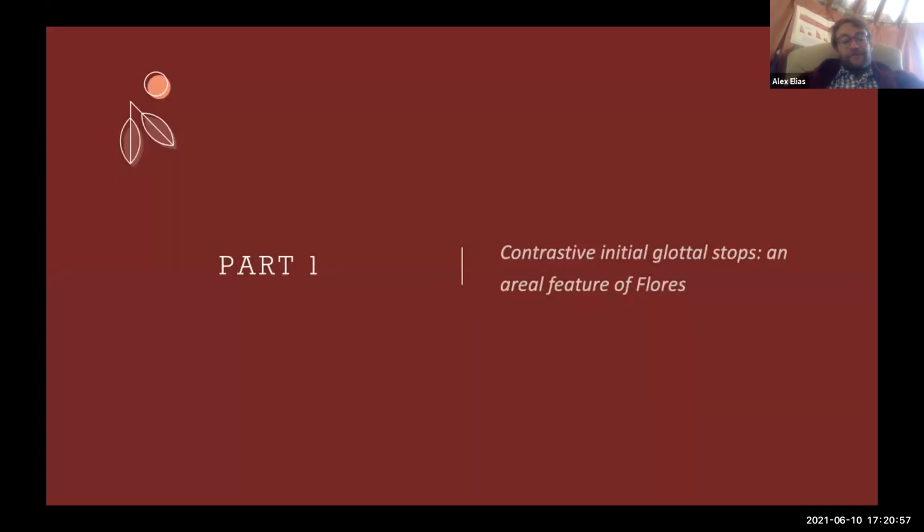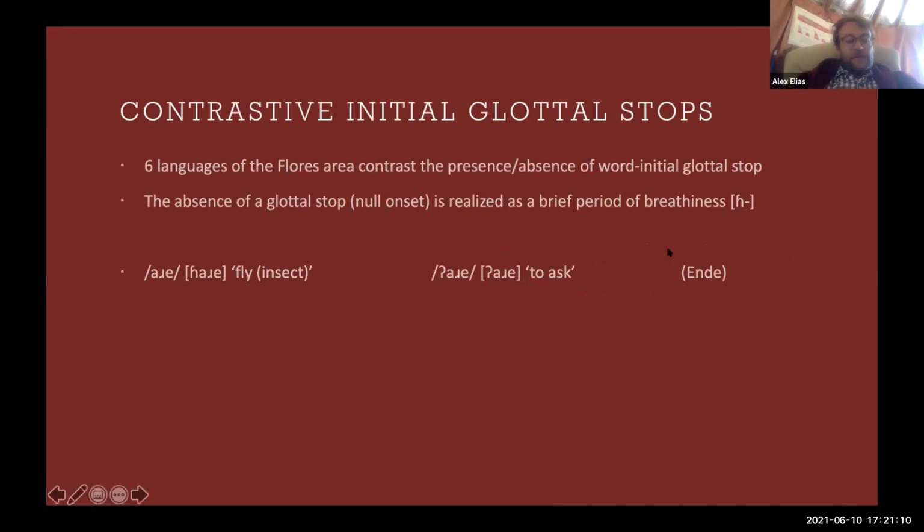So yeah, basically now I'll describe for you the sound pattern, play you some examples so that you were all on the same page about what actually the sound pattern that is being discussed is. So in 6 languages of the Flores area, this contrast has been described between the presence and absence of a word initial glottal stop. This is a non-neutralized contrast. It's not neutralized in any position, including utterance initially, for example.